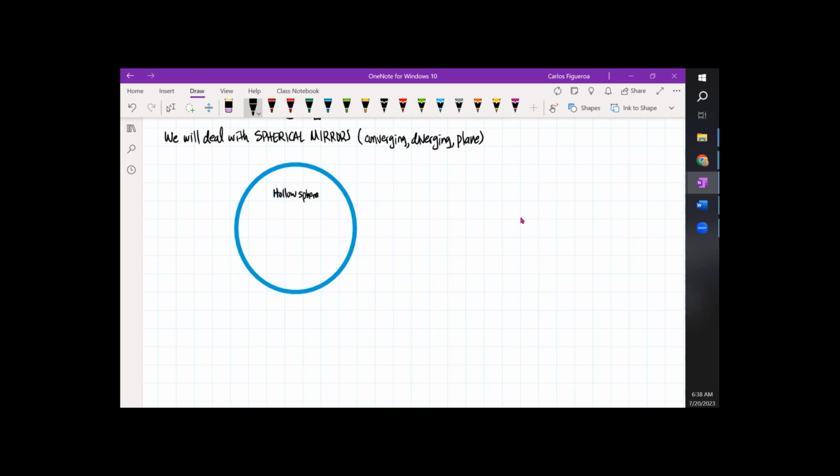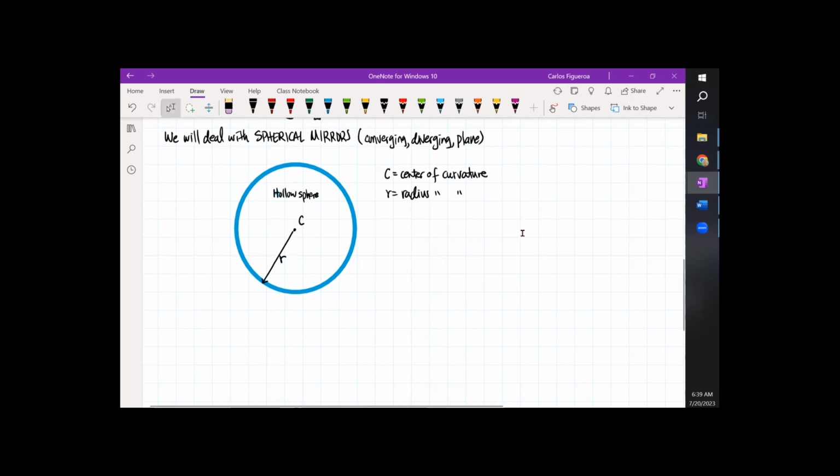And what we're going to do here is you could see that this point, which is the center of the sphere, has a radius of curvature r, and the center of the sphere is typically labeled C, which is the center of curvature, and r is called the radius of curvature. So C here is called the center of curvature. R is called the radius of curvature.